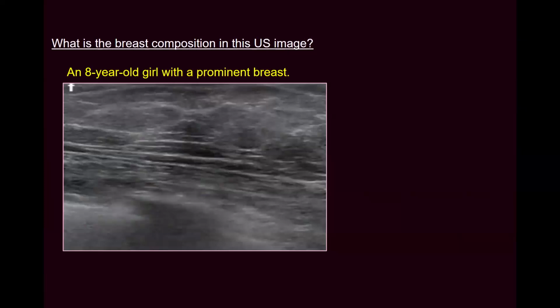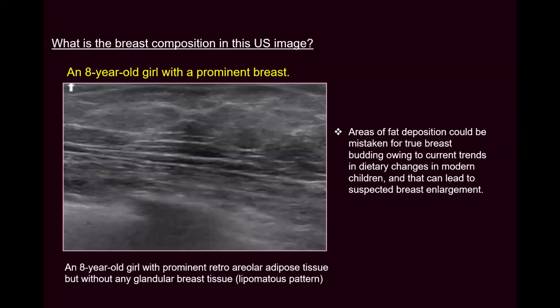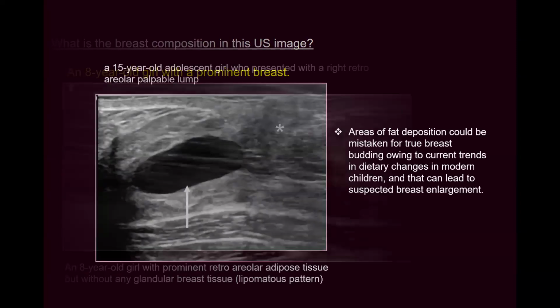Okay. This is an 8-year-old girl with prominent breast. What is the texture of the breast here? The texture of the breast. Nodular background fat. Excellent, fat. So she's 8. She has enlarged breast due to fat, same as the pseudogynecomastia. Okay, this is lipomatous pattern of enlargement. There is no breast bud here. This can be seen in overweight and obese girls.